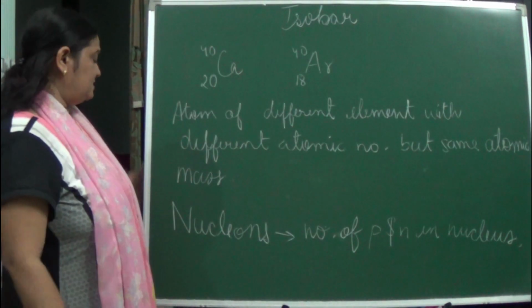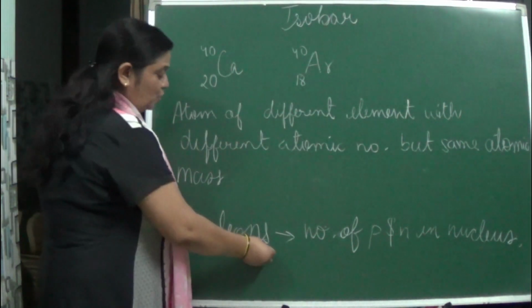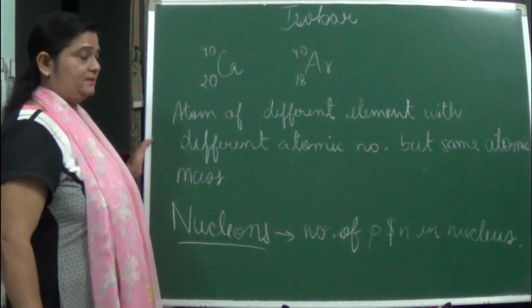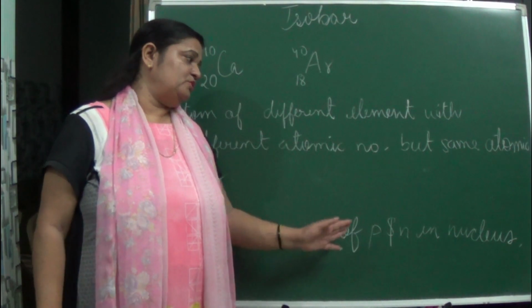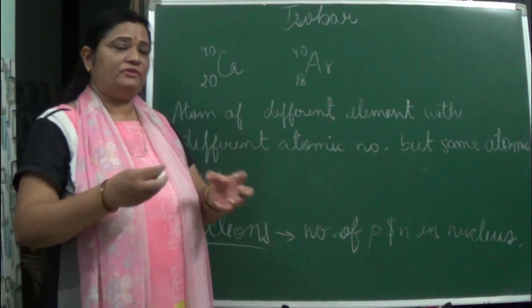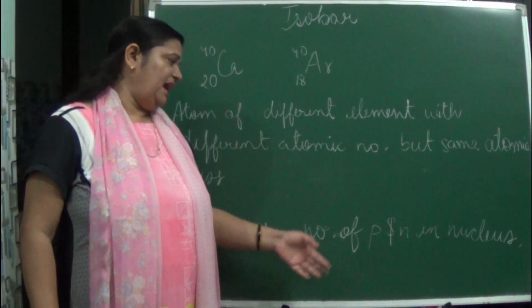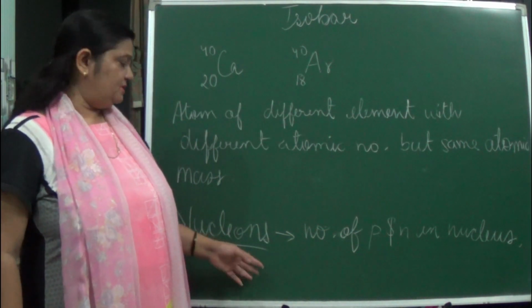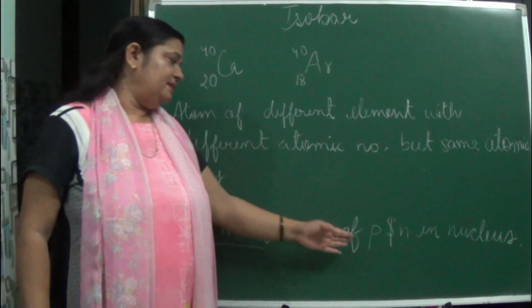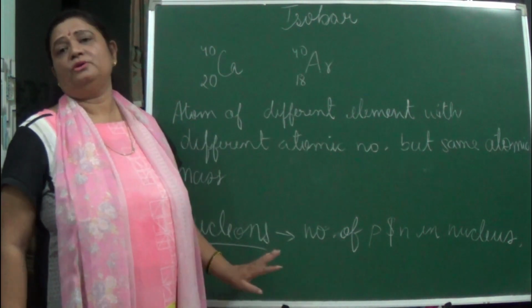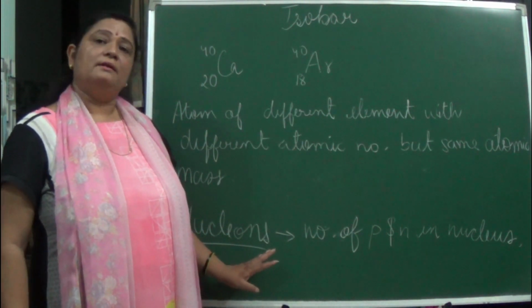One word I would like to say to you all, that is nucleons. What is this? It is the number of protons and neutrons present in the nucleus. So the sum of the protons and the neutrons, the nucleons, says about the mass number.